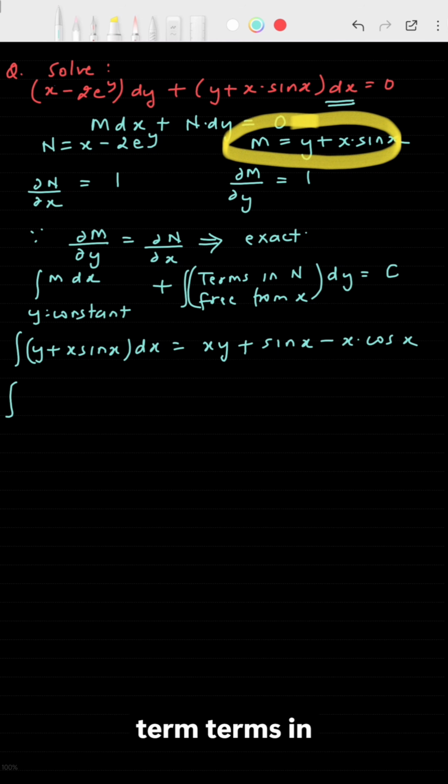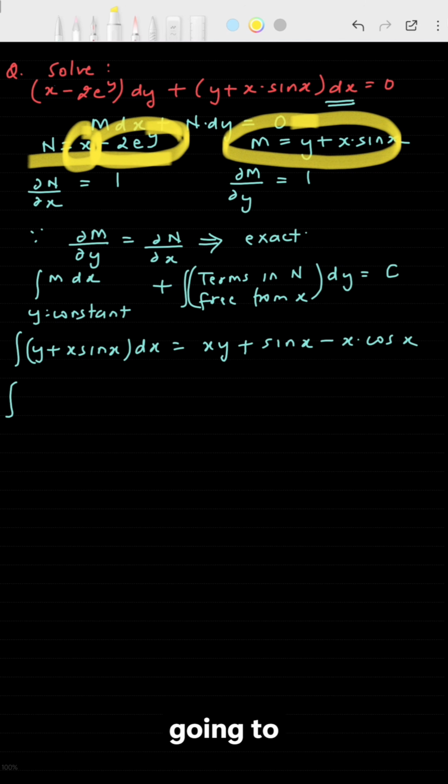And likewise the second term, terms in N which are free from x. So have a look at N. In N there are two terms. The first term contains x, so we are not going to consider that. So the only thing which we are going to integrate is this. So we are going to have integration of -2e^y dy, and this is going to be -2e^y.